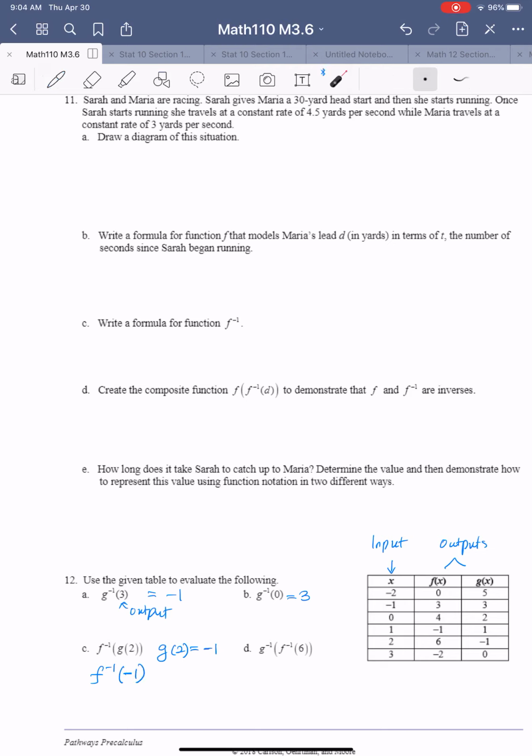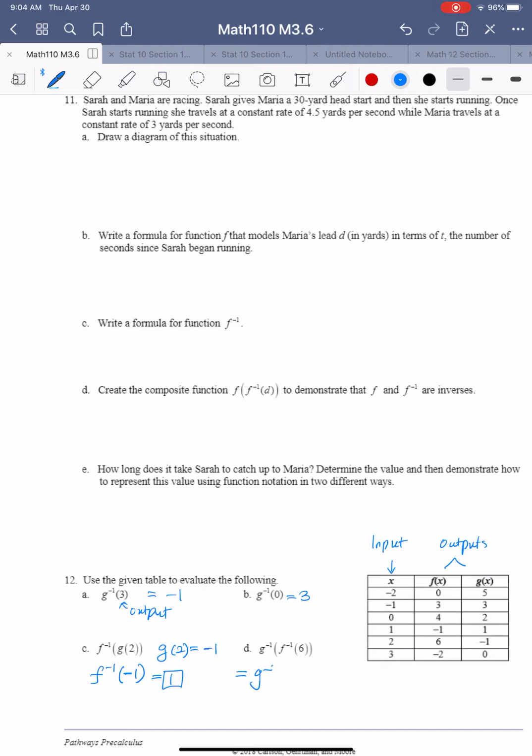Now the negative 1 is the output because it's an inverse. So the output of negative 1 in the f function is right here. And then what's the input? The input is equal to 1. So this whole thing is equal to 1. And then this time, 6 is the output for the f function, whatever you're going to find, and that will be the output for the g function.